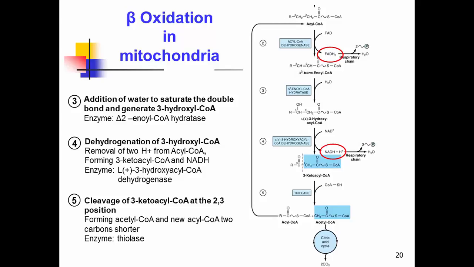And it's just the rest of the reaction, right? Then adding water to saturate the double bonds, and then the dehydrogenation again, removing two hydrogens and transferring them to NAD to generate NADH, right? Eventually you release the acetyl-CoA from the acyl-CoA molecules, right?